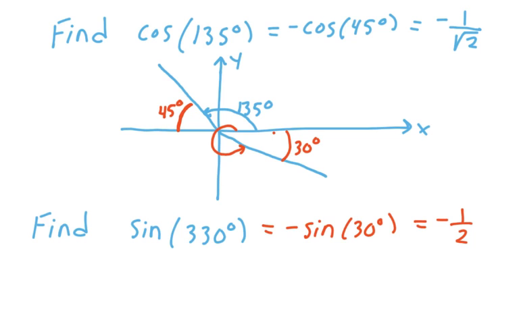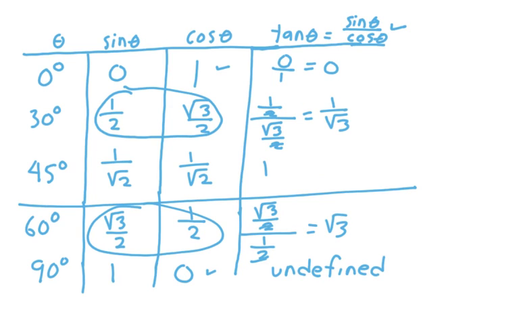So it's really convenient if you know from 0 to 90. And once you know from 0 to 90, as long as the reference angle is one of those special angles, you're in business, if that makes sense.